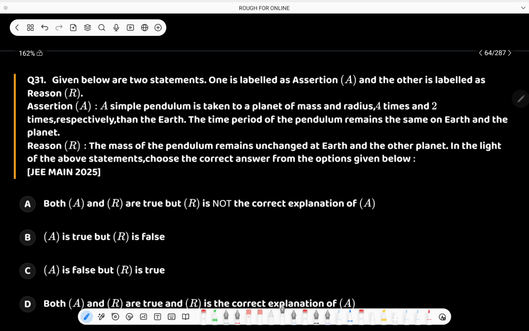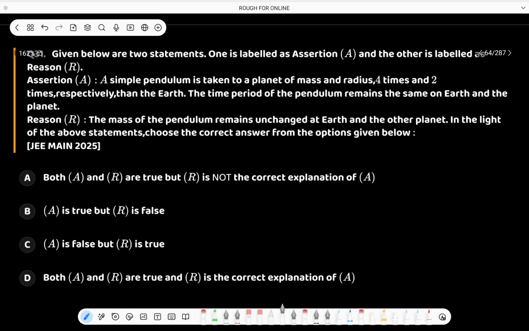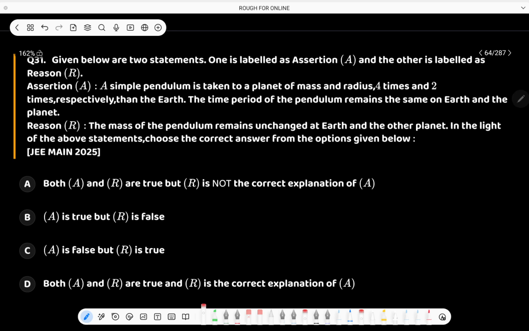Question number 31, have a look beta. Question number 31 is a reason assertion type question. So what is the question? First of all, look at the assertion, beta. A simple pendulum is taken to a planet of mass and radius 4 times and 2 times respectively that of the earth. The time period of the pendulum remains the same on the earth and on that planet. So first you have to see whether it is true or false. Let's try to cross check that.